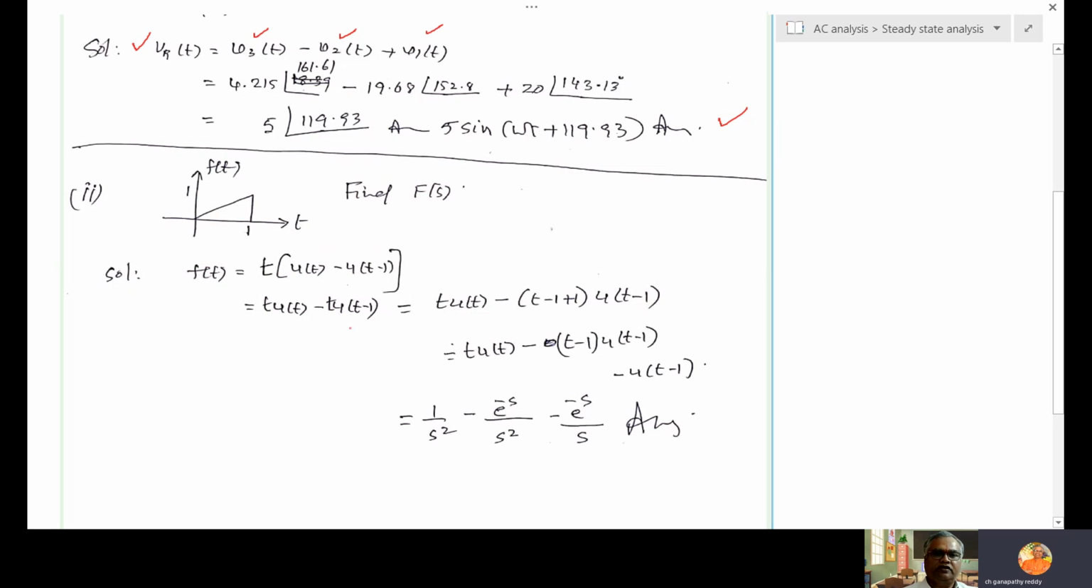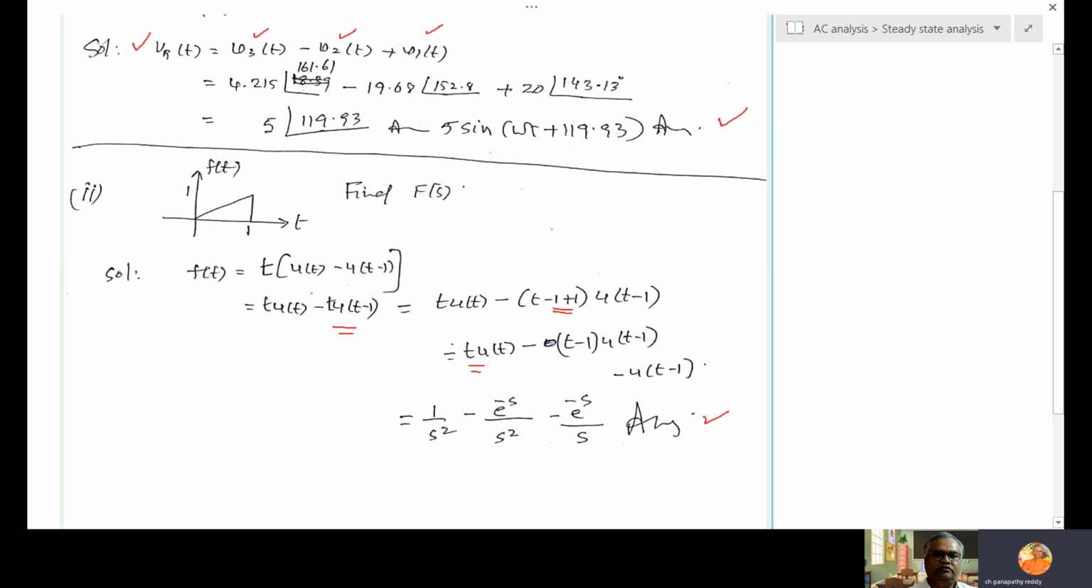how is it written, t u of t minus 1. So t minus 1 plus 1, same thing only now, u of t minus 1. So t u of t minus t minus 1 multiplied with u of t minus 1, and minus and plus become minus u of t minus 1. Now apply Laplace. What is the Laplace of t? 1 by s square. Using the time shifting property, e power minus s by s square, and the u of t minus 1 transform is e power minus s by s. This is the answer.